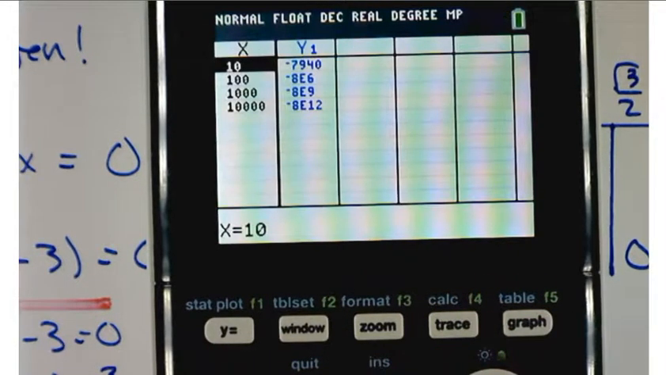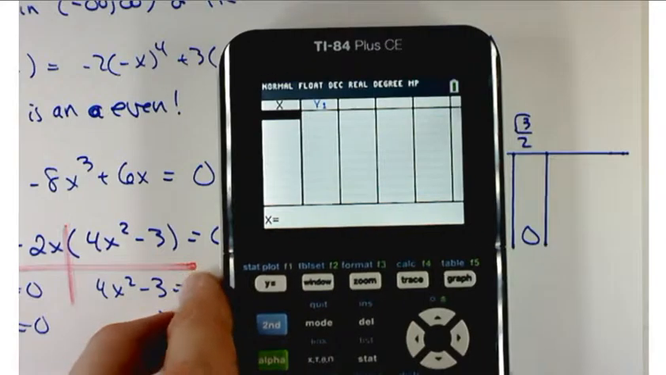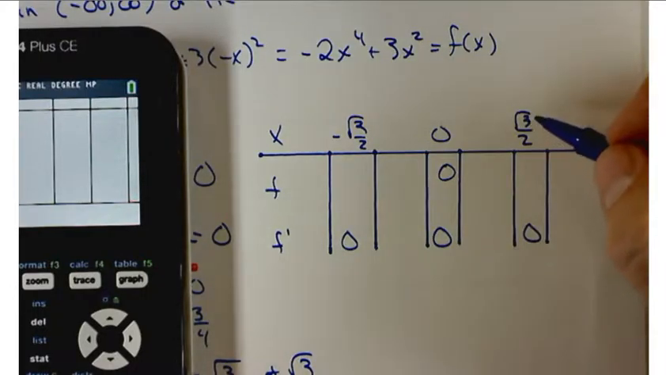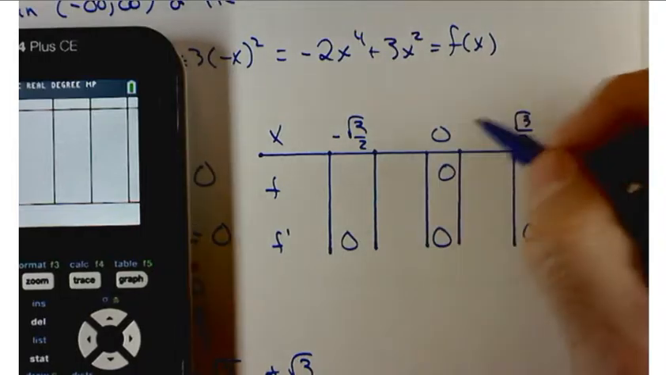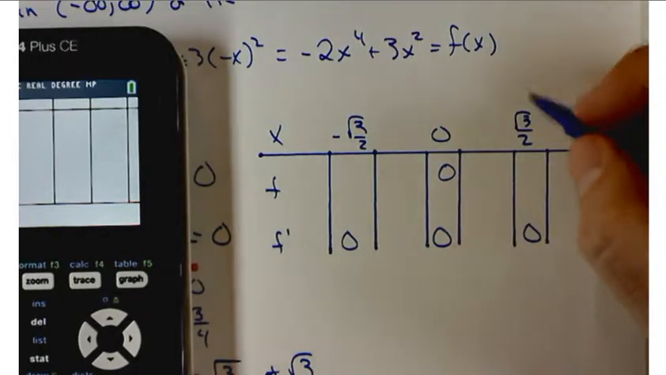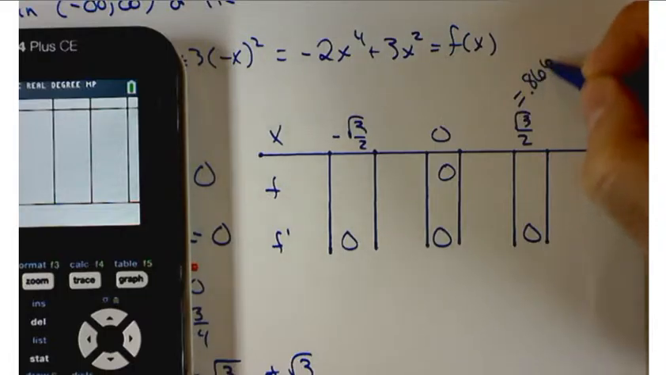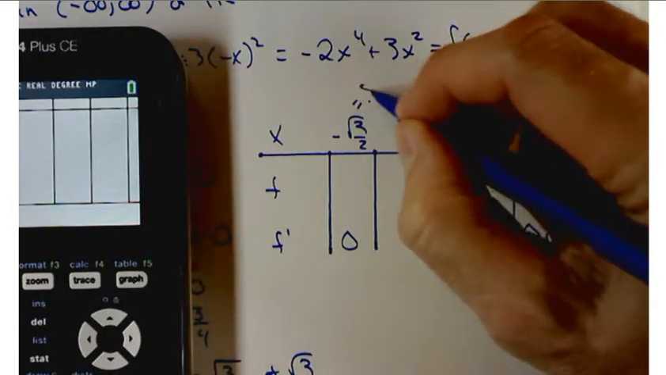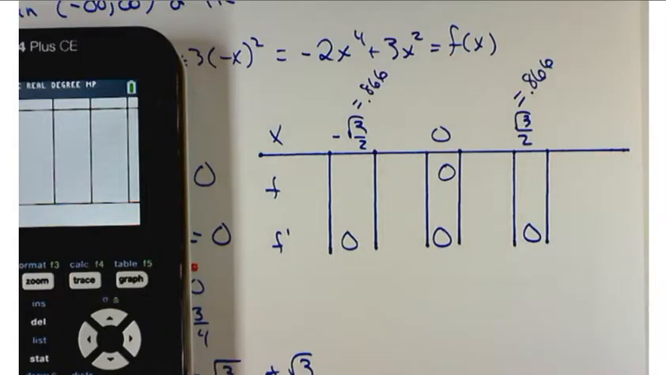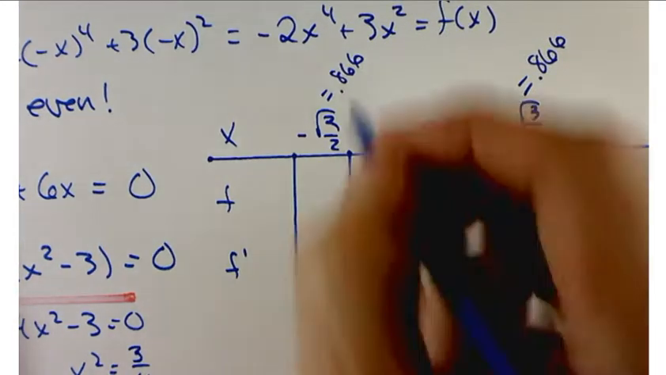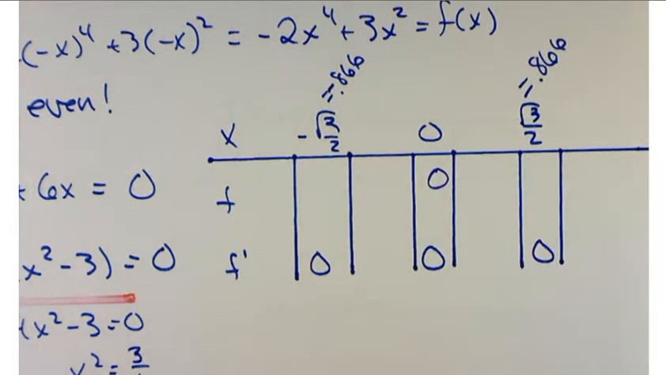Let's go to the table, delete the old values there. I'm going to need to test some points. Now some of you might recognize it, some of you might not, but these are points that you get when you're working with trigonometric functions. The numerical value of this is about 0.866. Same thing here, 0.866. Negative 0.866, yes. Why do I mention that?